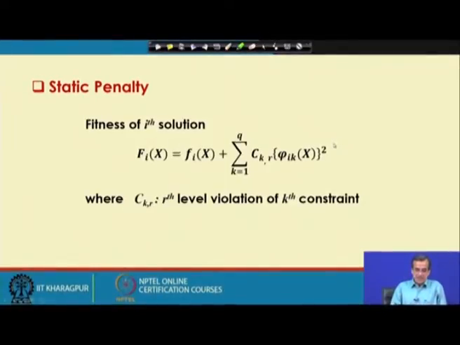Now, here C_kr is the rth level violation of the kth constraint. This numerical value we will have to define, we will have to supply before we start the calculation of the modified fitness, that is capital F_i(x). How to assign this value C_kr, I am going to discuss. To discuss this, let me take one very practical example.